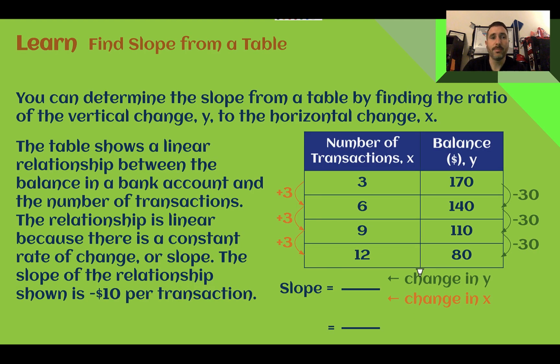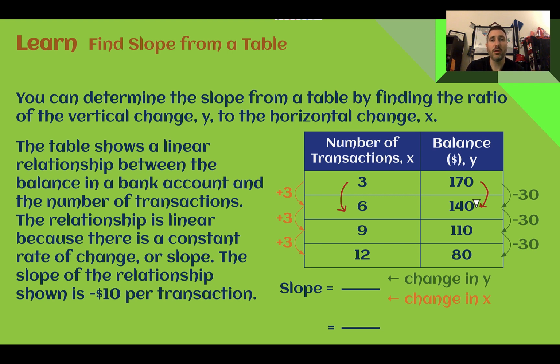Let's learn. Find slope from a table. So we can determine the slope from a table by finding the ratio of the vertical change to the horizontal change. Now, we could plot these points on a graph and visually see the vertical change by horizontal change, but vertical change is talking about the change in the y value, where horizontal change is talking about the change in the x value. So if we're looking at our table here, between the number of transactions and the balance in a bank account, we can see that every 3 transactions, the balance goes down by 30.